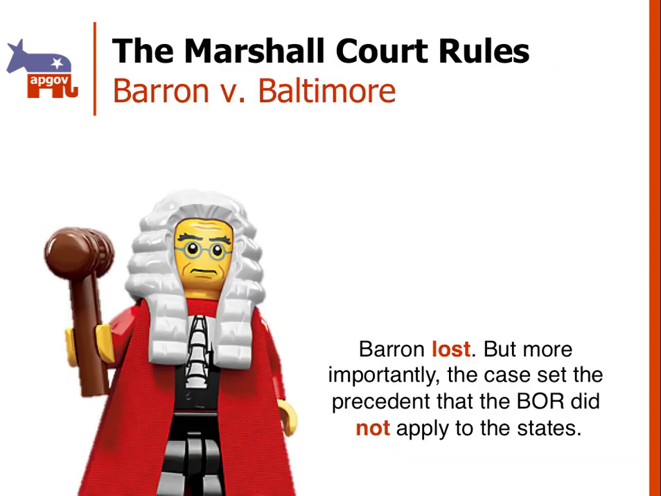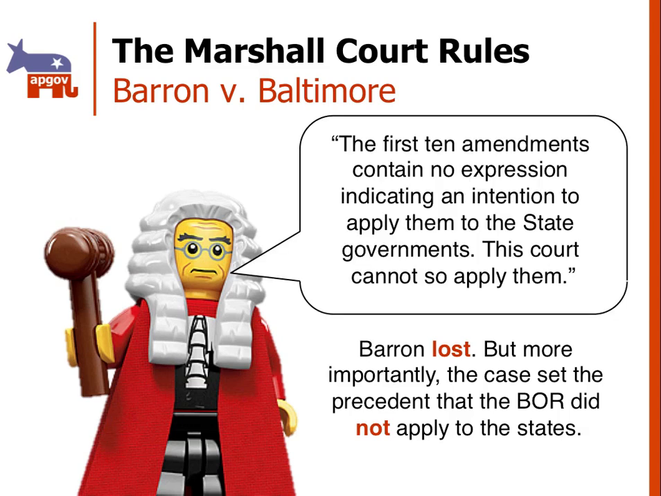Barron is disappointed. He loses. But more importantly, this case set a very important precedent that the Bill of Rights does not apply to the states. The federal government has to abide by the Bill of Rights, but not the states. The first 10 amendments contain no expression indicating an intention to apply them to state governments. This court cannot so apply them, is what the Supreme Court said in their ruling.